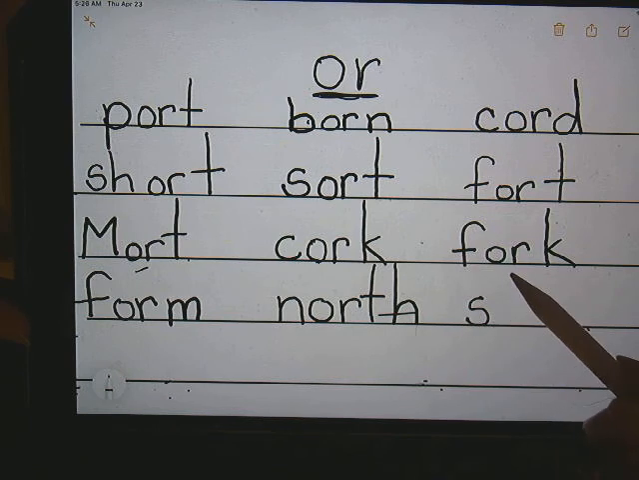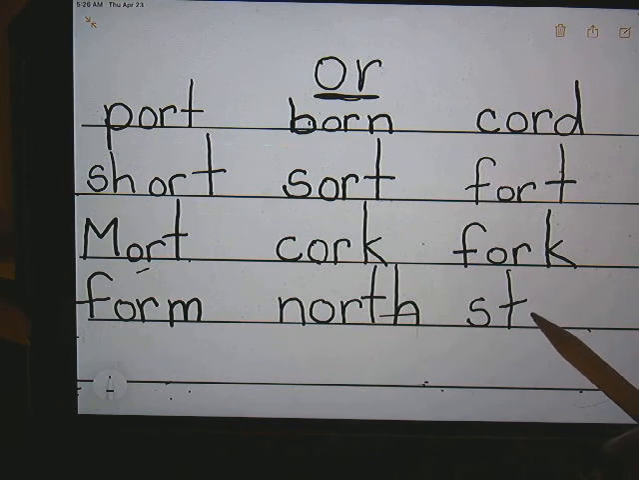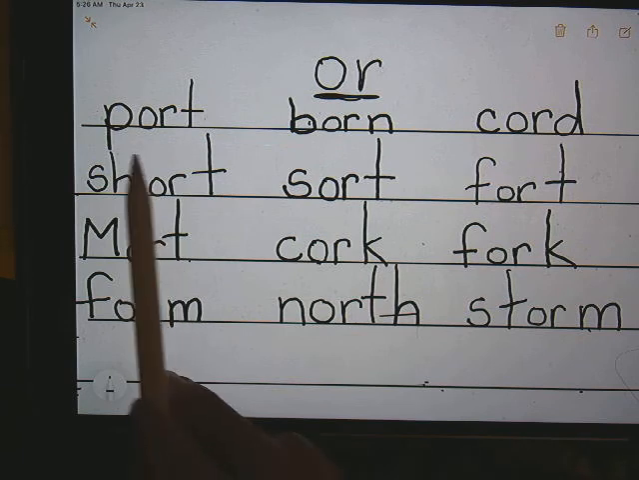Sound s. Sound t. Sound or, blend store. Sound, blend storm. Storm. Let's just read these words for fluency.